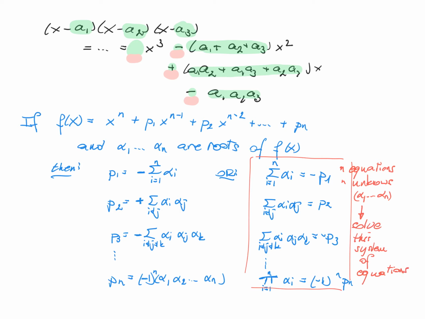So based on the coefficients of my expression, I would be able to find the roots: n equations, n unknowns, and we can then solve this system. One remark. We saw that this property only holds if the leading term of f of x is 1. So f of x has to start with x to the power n plus some other terms.